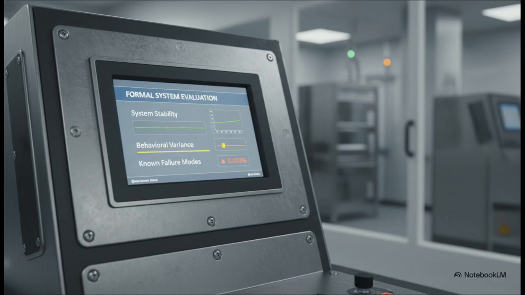You really have to ask yourself some hard questions. How stable is the system right now? What's the range, the variance of its behavior? And this one's crucial: what are its known failure modes? And are we actually prepared for them in this new, wider context?